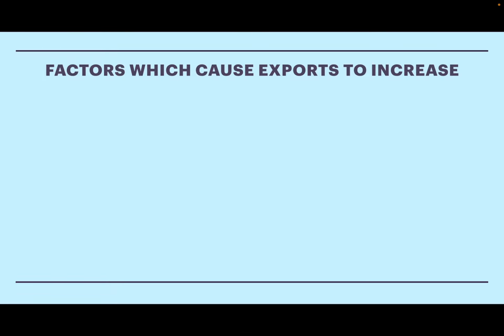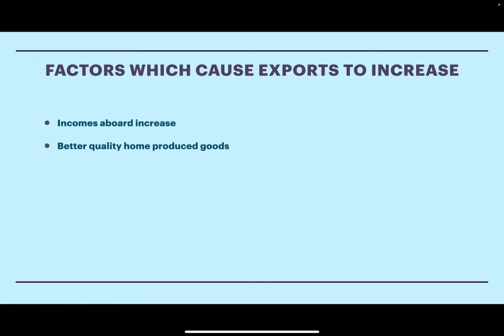Right, exports next, and then it will be imports. A lot of these factors are very similar, but we're going to look at them on two different slides. So factors that cause exports to increase. Remember, exports would be the UK selling goods abroad. So what's going to cause more of our goods to be bought abroad? So if incomes abroad increase, then you would expect them to demand more of our goods. They've got more money, they're going to demand more of our goods. Better quality goods produced in the UK. If our goods improve in quality, then hopefully other countries will want to buy them.